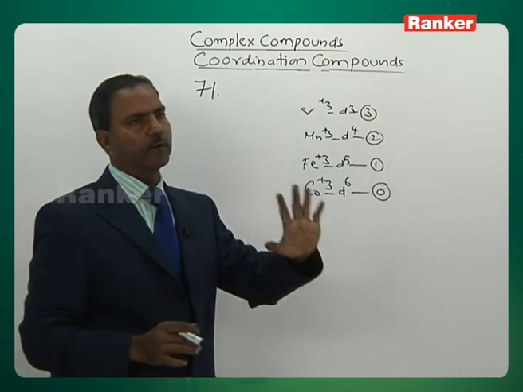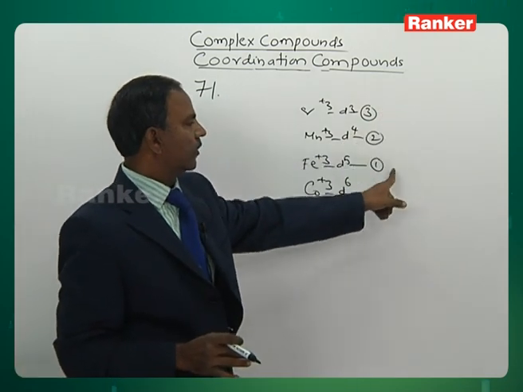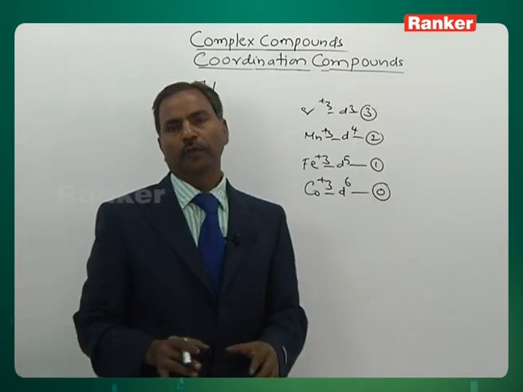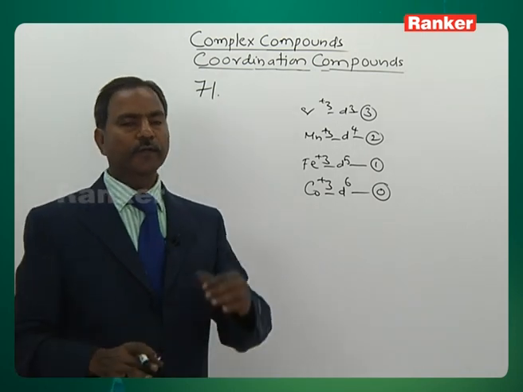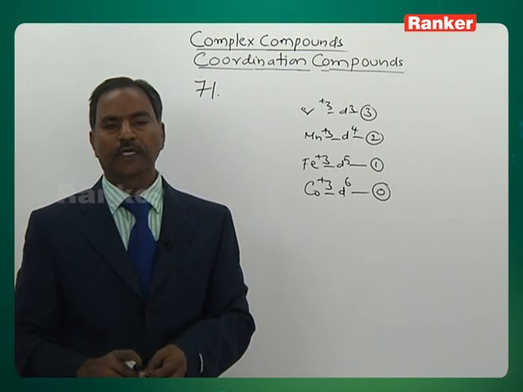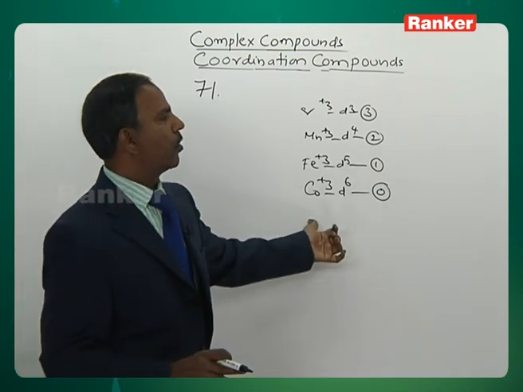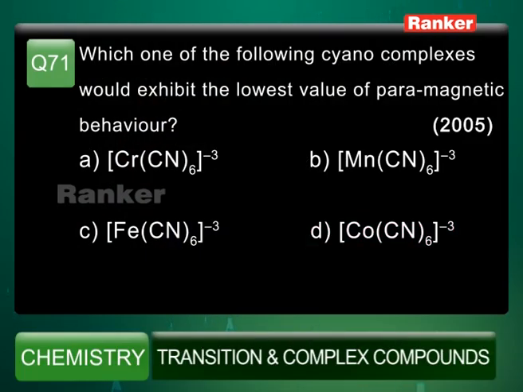In this 3 unpaired, 2 unpaired, 1 unpaired, all the 3 are exhibiting certain magnetic moment. This is highest, then second one, third one. But in this particular complex, no unpaired electron. It is not exhibiting. What is the question? Which of the following cyano complexes would exhibit the lowest magnetic moment? This is no magnetic moment. So answer is D.